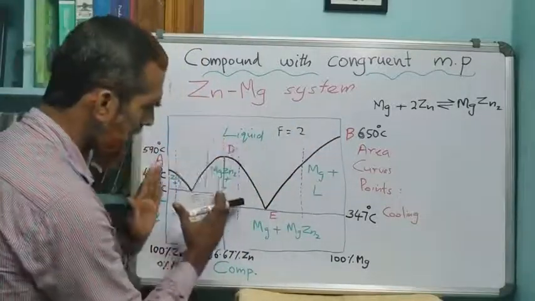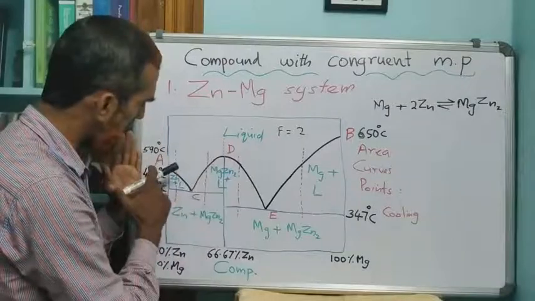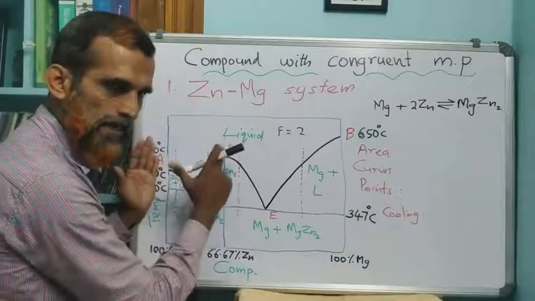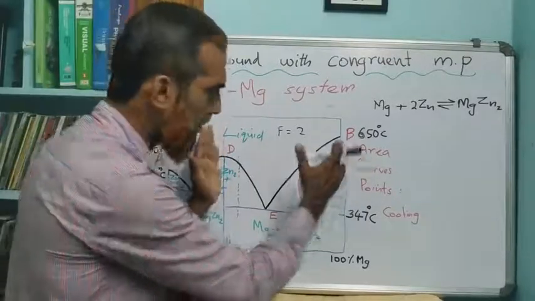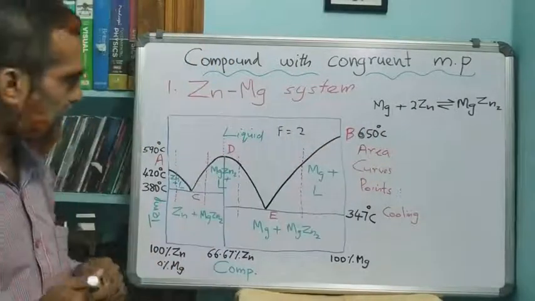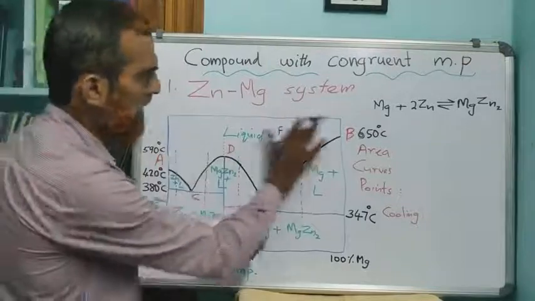So here it is a system between zinc and MgZn twice. This is the system between MgZn twice and magnesium. Okay, now this area is bivariant.